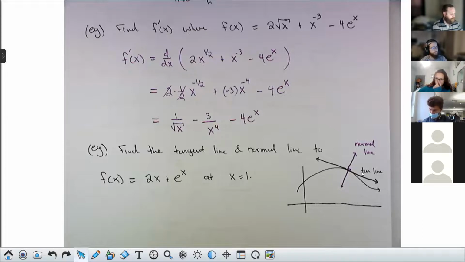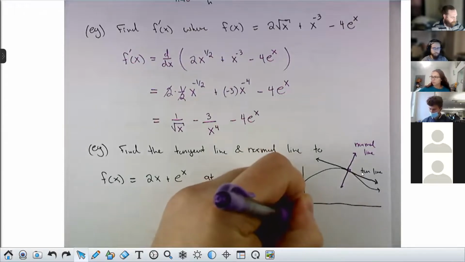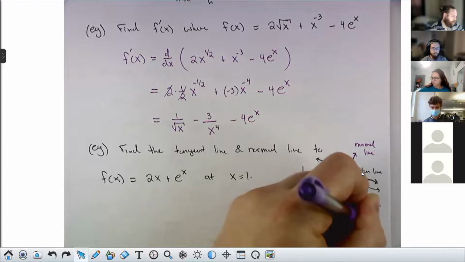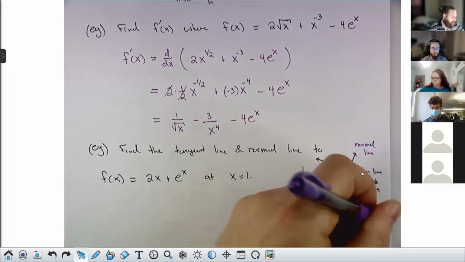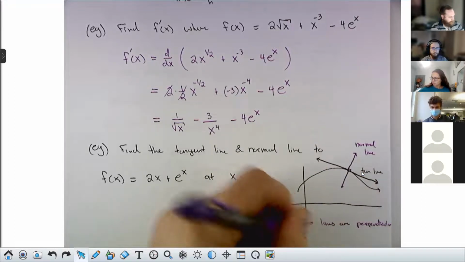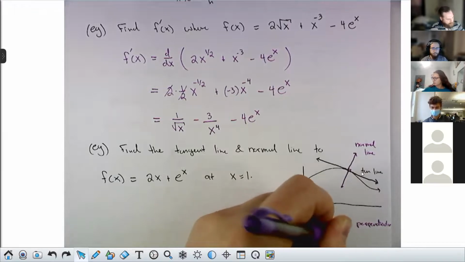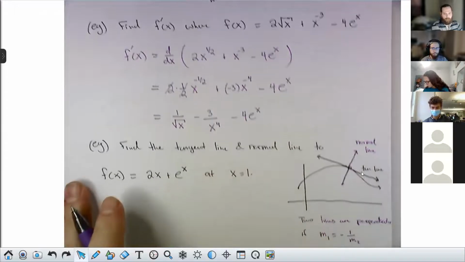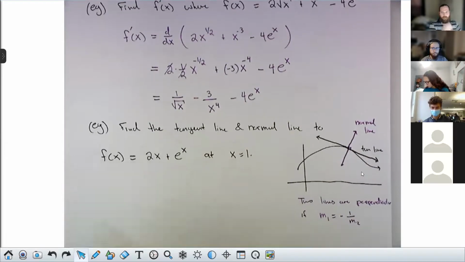Okay, so the other thing to remember here, I guess, is two lines are perpendicular if m1 is the negative of 1 over m2. All right, the slopes have to be negative reciprocals. So a line of slope 2 is perpendicular to a line of slope negative 1/2. Means they meet at a 90-degree angle.